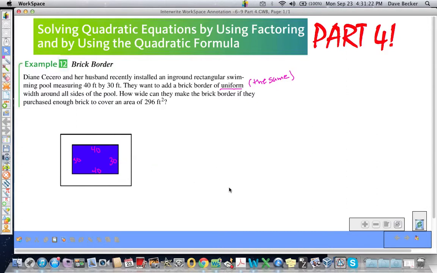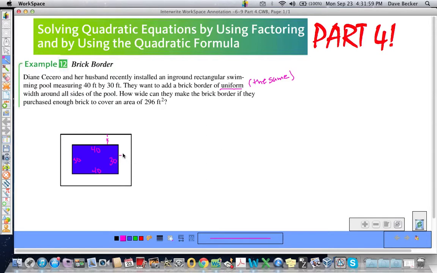Okay. How wide can they make the brick border if they purchase enough brick to cover an area of 296 square feet? So this is going to take a lot of thought here. Okay. If you don't know where to start, how wide can they make the brick border? So they're asking, how wide is it from here to here? And when you don't know what to do with a word problem, let the variable represent what it is you're being asked to find. So I'm going to let x represent the width of the sidewalk. Okay, and that's this white thing around here. It's going to be a white sidewalk, so there.